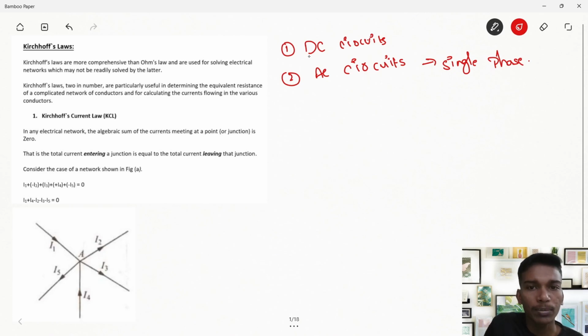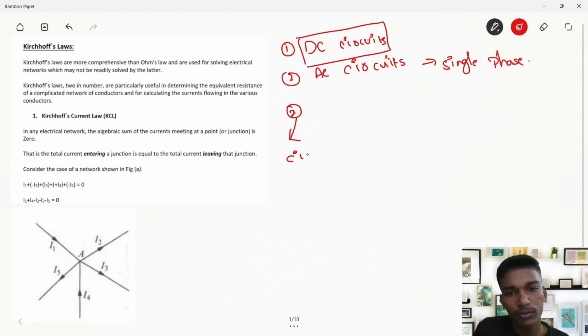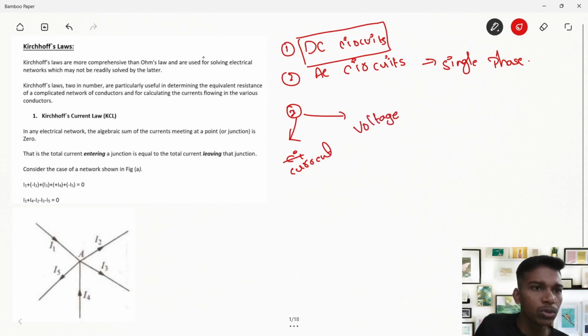As part of DC circuits, our first topic is Kirchhoff's law. We have two Kirchhoff's laws. One is known as the current law, and another is known as the voltage law. We will discuss those laws now. First, Kirchhoff's law, what it states.